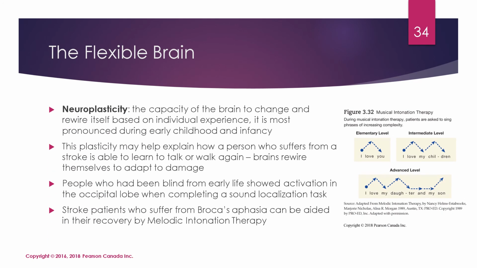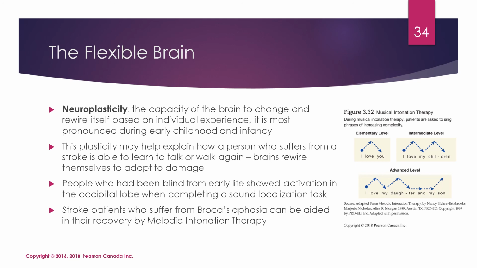So neuroplasticity refers to the capacity of the brain to change and rewire itself based on individual experience. It is most pronounced during early childhood and infancy. So our brain is mostly able to change itself and rewire things when we are younger, which explains why things like language learning tend to be a lot easier in young children than it is for older adults. This plasticity may help explain how a person who suffers from stroke is able to learn to talk or walk again. The brain actually rewires itself to adapt to the damage.